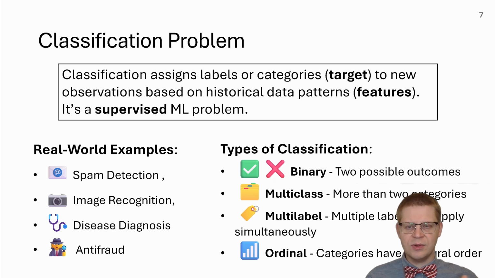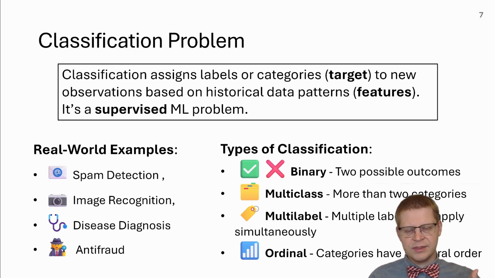Image recognition, so what is on the image, and we have like several classes. Is it a cat? Is it a dog? Is it a cake? Is it a bat? Disease diagnosis, so we might need to estimate which disease is present. And anti-fraud, binary 0-1, binary highly imbalanced. So, what types of classification do we have?